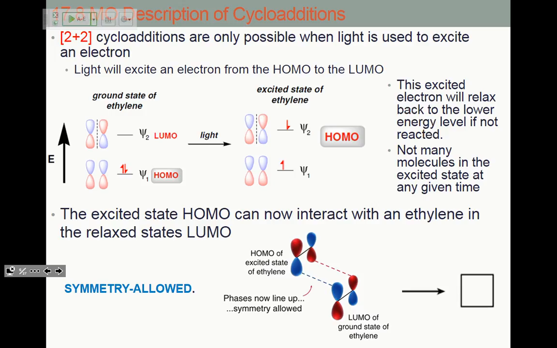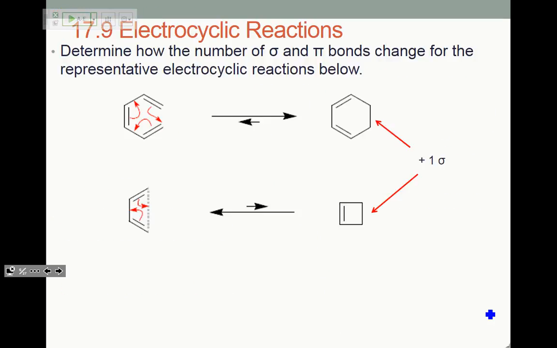Our next reaction is going to be our electrocyclic reactions. You can have electrocyclic reactions that have more pi bonds than this, but here are the 2 that we're going to mostly focus on.